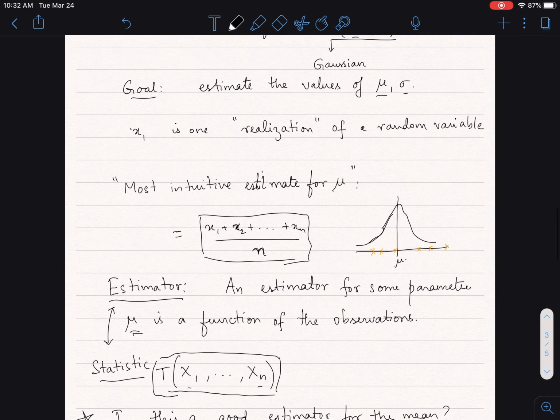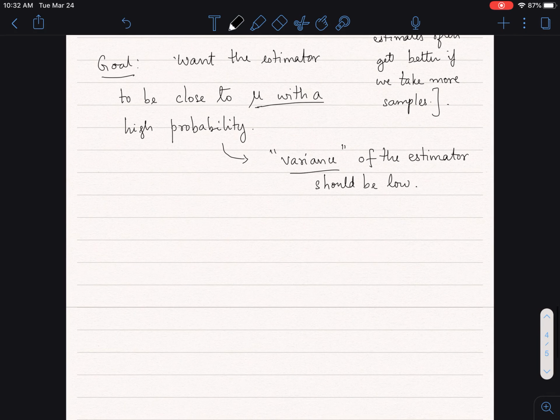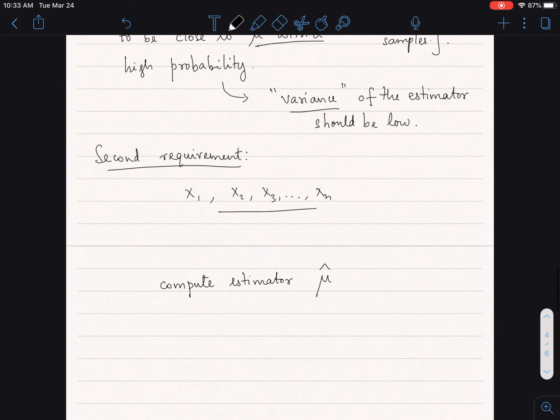Now the other goal is that the estimator, at least if you take lots and lots of estimates. Suppose I have an estimator. I pick one set of data points, drawn according to this Gaussian, and I compute this estimator. So the second requirement: suppose I pick one collection of data points, x1, x2, x3 up to xn, and I compute this estimator. Let me denote it by mu hat. This is just the average of these numbers. This is how we normally denote the estimator. It's an estimate for mu, often denoted by mu hat.